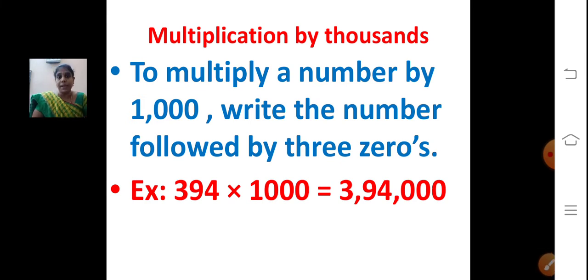So now multiplication by thousands. We are going to multiply by thousands. Same way, to multiply a number by 1000, what you have to do? Write the number followed by 3 zeros. You're going to write 3 zeros at the last. To multiply a number by 1000, write the number followed by 3 zeros.